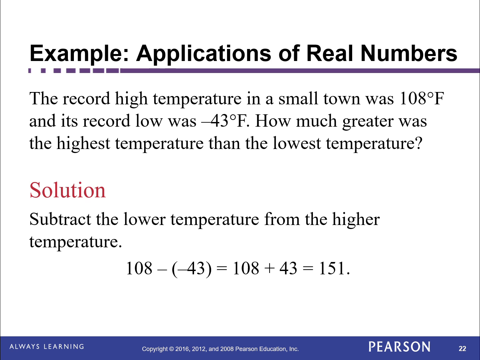Now we've got to keep with some of our properties here. We have a minus and a negative, so that's going to turn into a positive. So I should wind up with 108 plus 43, which gives me 151. So their temperature range was 151 degrees from their highest temperature to their lowest temperature. The difference there was 151 degrees Fahrenheit.